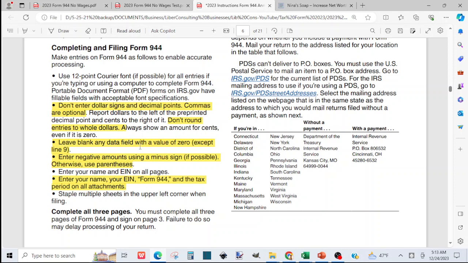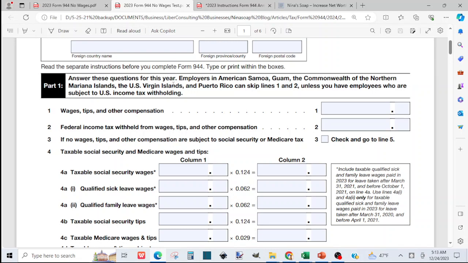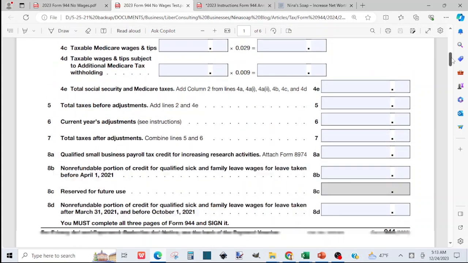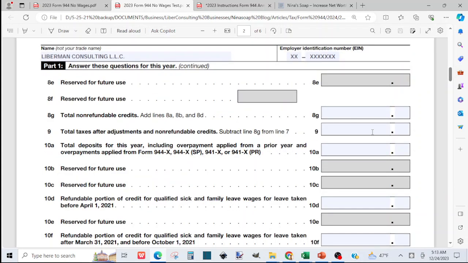Leave blank any data field with a value of 0 except line 9. And line 9 is the line for the total tax. But we'll get to it. While we are at it, we can just look at it as well. Line 9, total tax after adjustment.